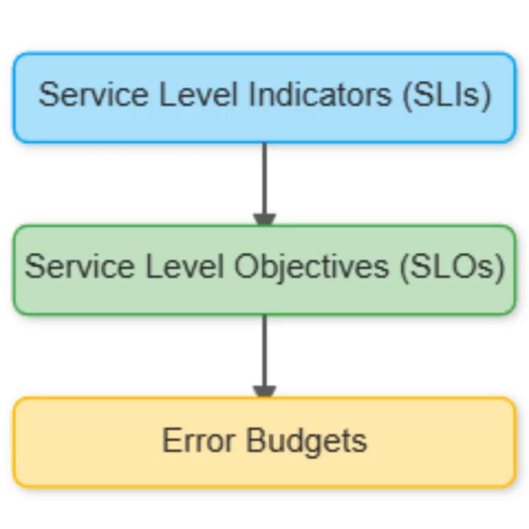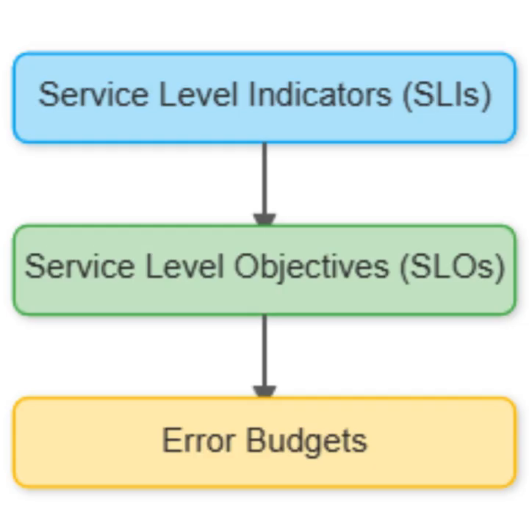Now, here's where it gets interesting: error budgets. This concept acknowledges that no system is 100% reliable. An error budget is the maximum allowable downtime or performance degradation for a service over a period, derived directly from your SLO. If your SLO is 99.99% availability, your error budget is the 0.01% of allowed unavailability.